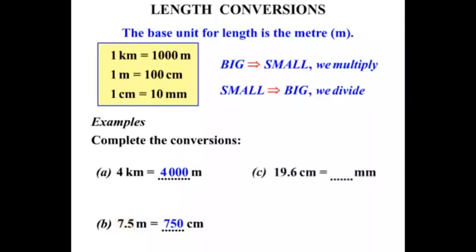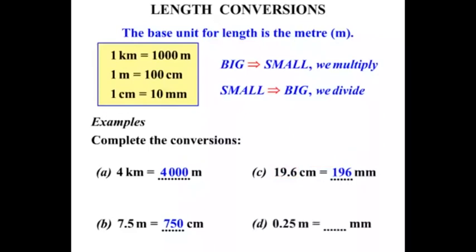The next one, 19.6 centimetres equals how many millimetres? Well, centimetres and millimetres, what's the connection? Right, there are 10 millimetres in a centimetre, so we're dealing with a factor of 10. We're changing from centimetres to millimetres. So we're going again from big to small, so we multiply by that 10. Now 19.6 times 10 is 196.